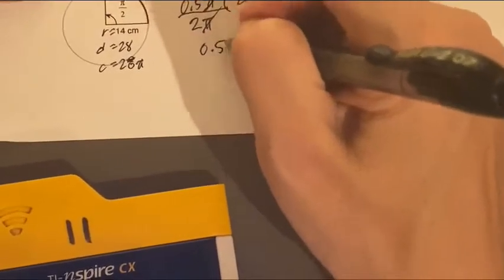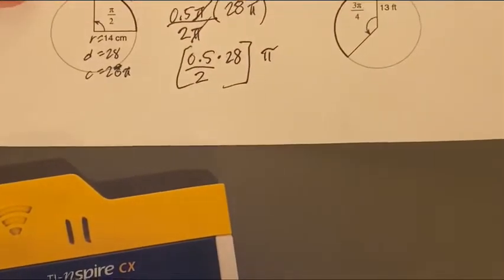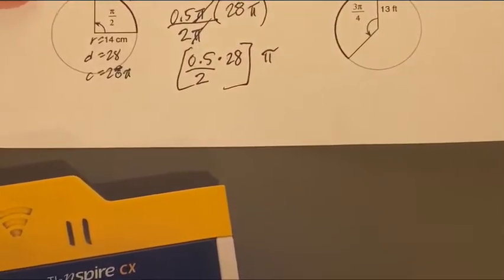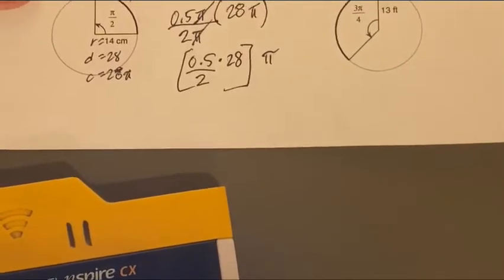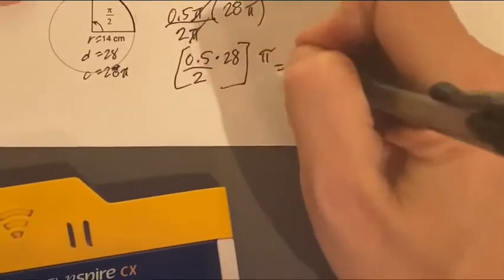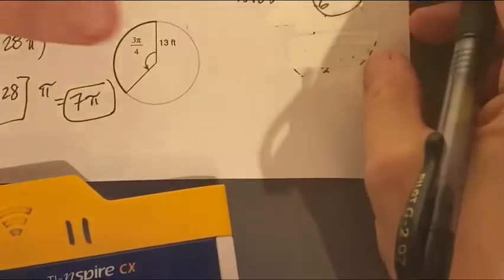So I have 0.5 divide by 2, and then I'm going to multiply by 28 and see what happens. And I'd like to leave my answer in terms of pi. So I'm just kind of regrouping everything. 0.5 divided by 2, enter, times 28, enter, I get 7. Beautiful. So my answer is 7 pi. That one didn't turn out too ugly.